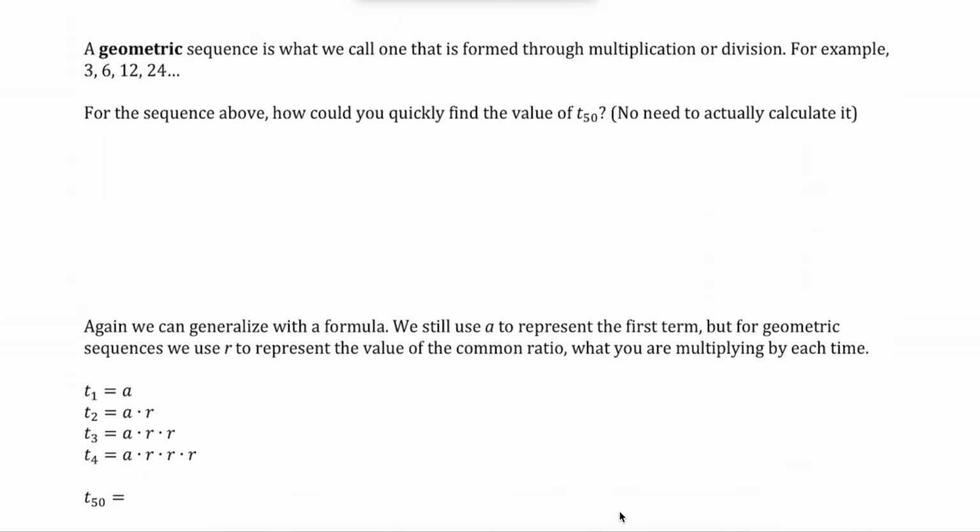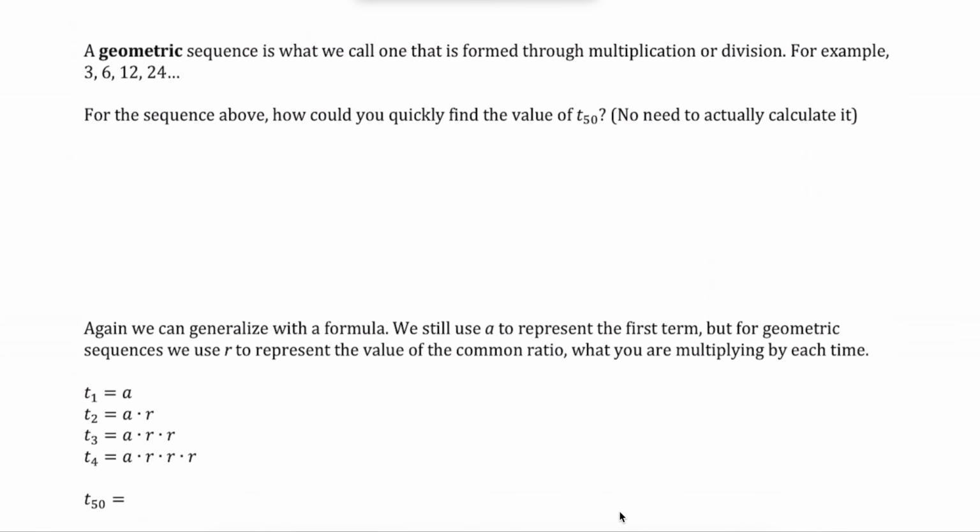Okay, so let's keep going on to the second page. So that was an arithmetic sequence because it was formed through adding or subtracting. A geometric sequence is what we call one that is formed through multiplication or division. So for example, 3, 6, 12, 24 is an example of a geometric sequence because to get from one term to the next, we are multiplying by 2.